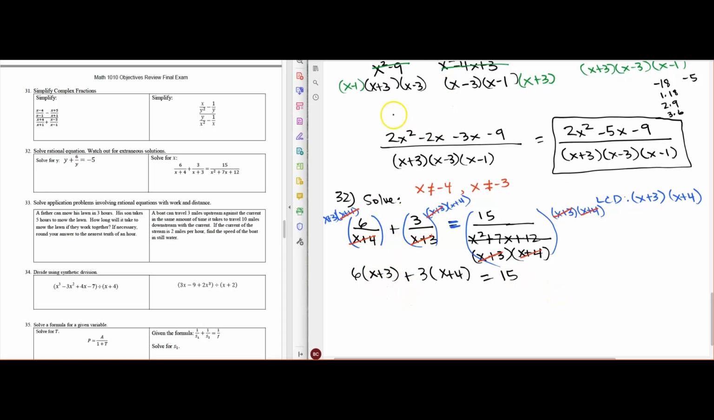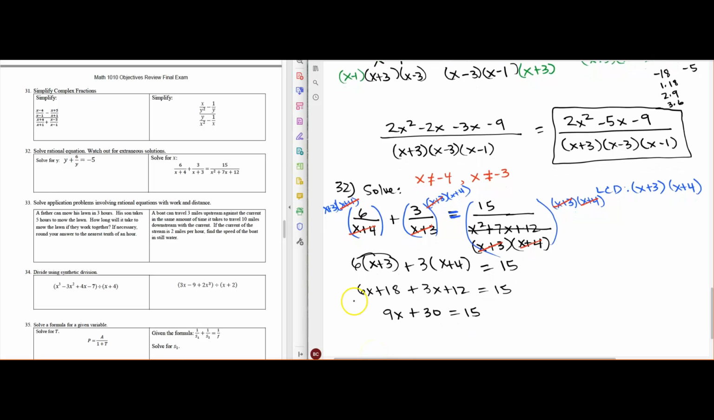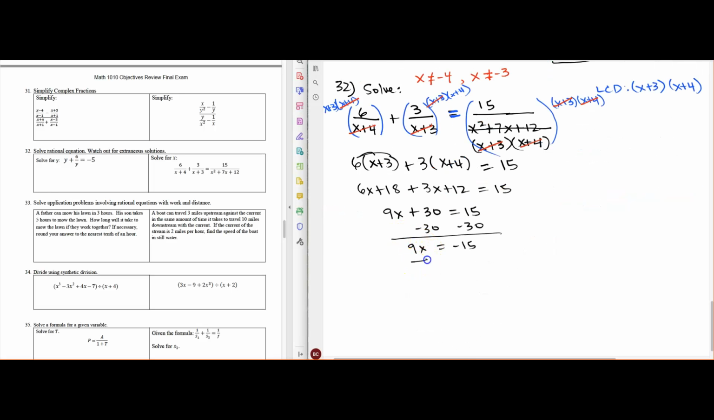Alright, so now let's distribute through. So we get 6x plus 18 plus 3x plus 12 equals 15. Let's combine like terms. And then subtract my 30 over. So 9x equals negative 15. And then if I divide by 9, I just need to reduce that fraction. Alright, so 3 will divide into both of those, so I'll get negative 5/3.